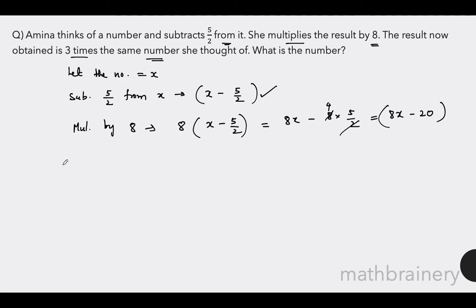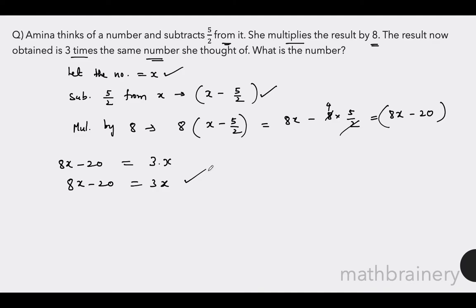So, this result, that is 8x minus 20, is equal to 3 times the same number she thought of. What did she think of? The original number she thought of is x. So, this must be equal to 3 times x. That is, you get 8x minus 20 is 3x. This is a linear equation in one variable, isn't it?